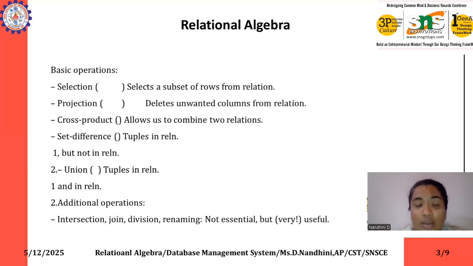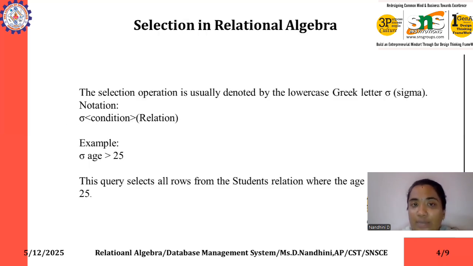What is relational algebra? There are some basic operations. The selection operator selects a subset of rows from a relation. The projection operator is used to delete the unwanted columns from the relation. The cross product operator allows us to combine two relations. Set difference gives tuples in one relation but not in the other. Union gives tuples in either relation. Additional operations such as intersection, join, division, and renaming are not essential.